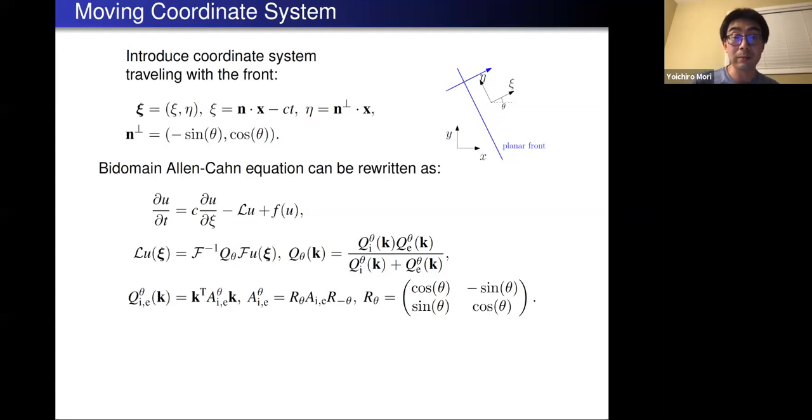So we introduce a coordinate system that moves with the front, and then we can rewrite the Bidomain Allen Cahn equation in this form. So in contrast to the Bidomain Allen Cahn equation that we had before, we acquire this C del U del C term because we are moving with the front now. And the coordinate is also rotated so that we want to study the planar front that is propagating in the direction theta.